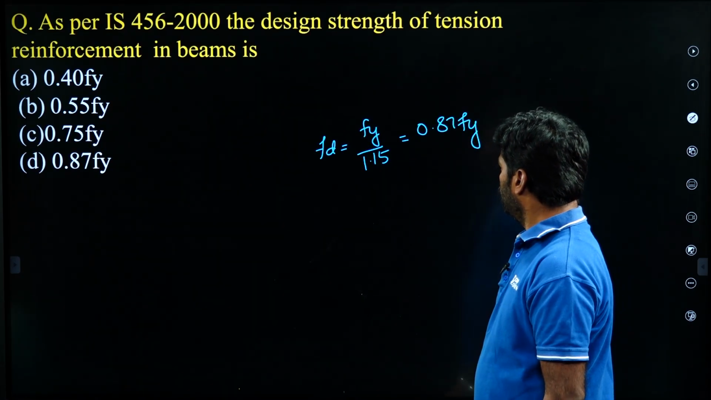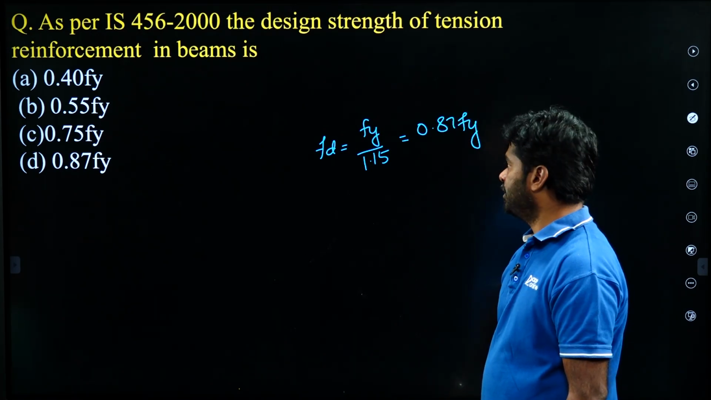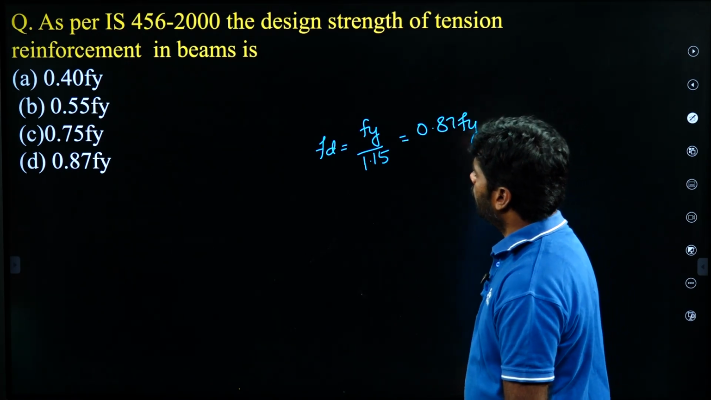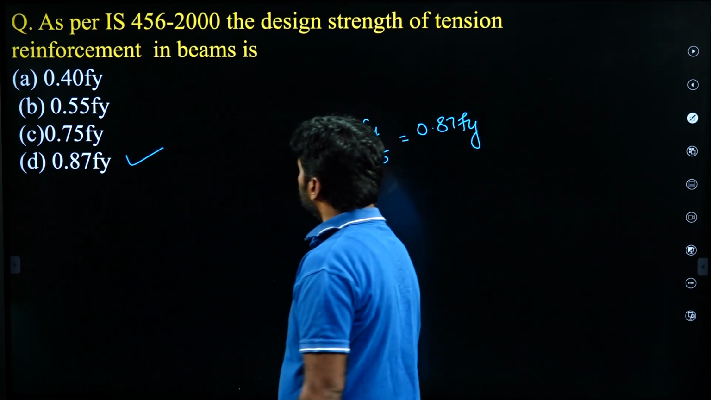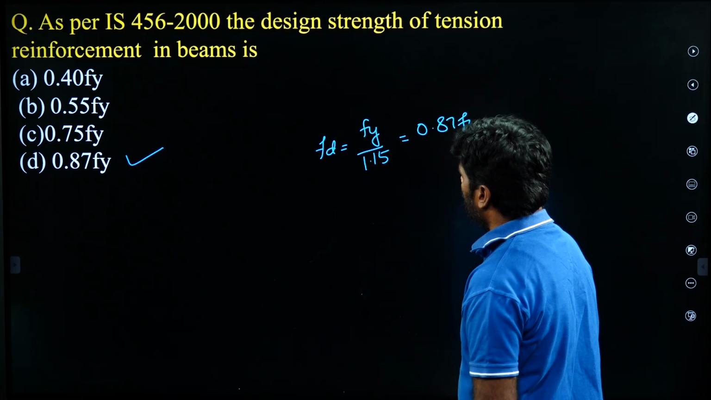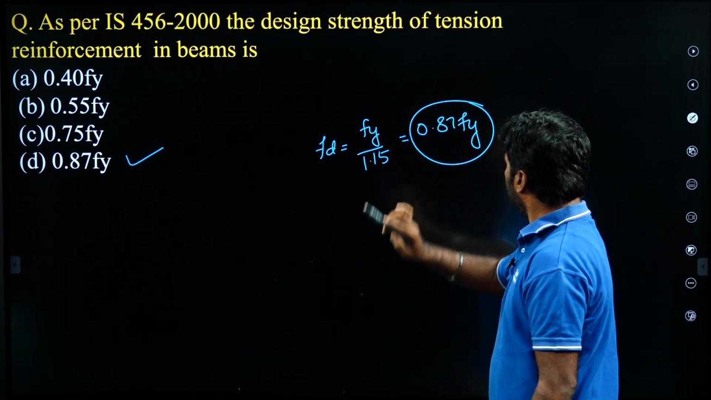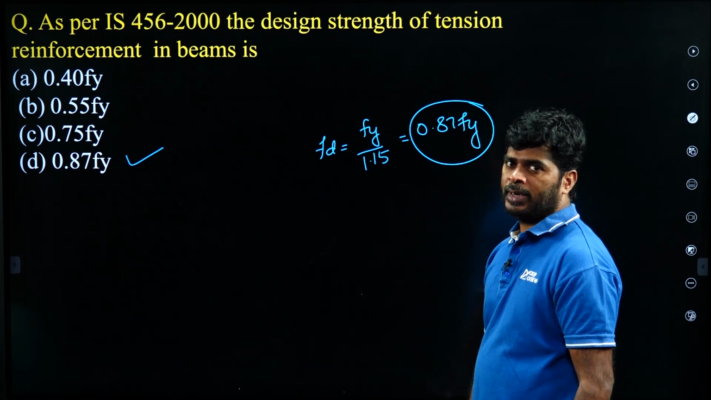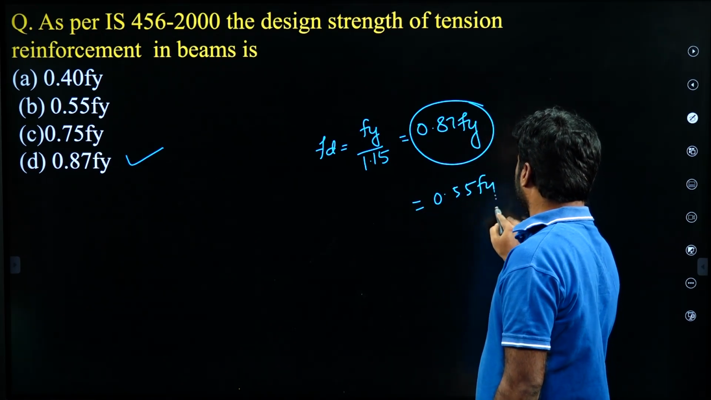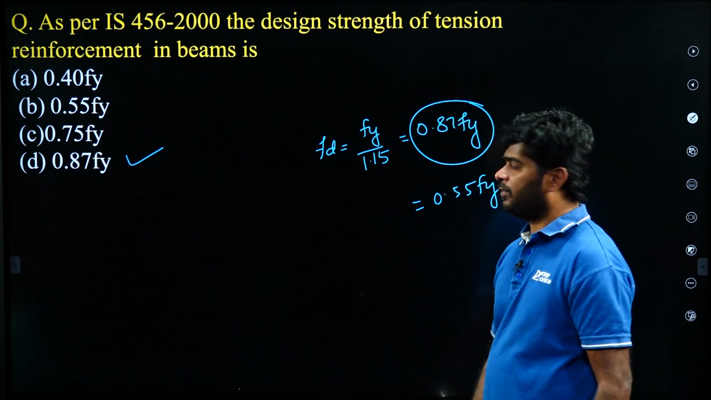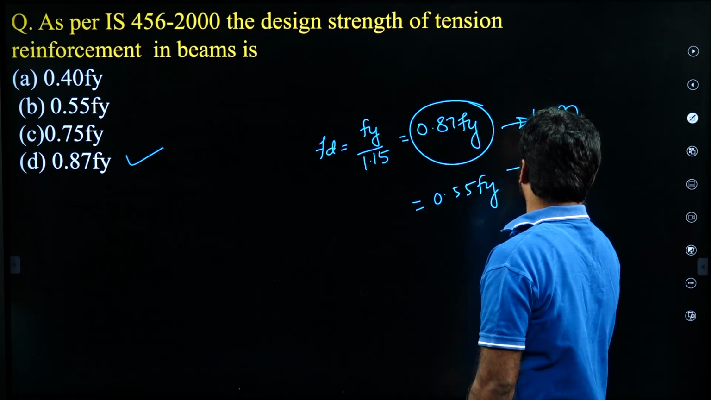Now, 1.15 is the partial safety factor for steel under limit state method, okay. Now which option? 0.87 Fy. Actually, in limit state method it is 0.87 Fy. In working stress method it is 0.55 Fy.